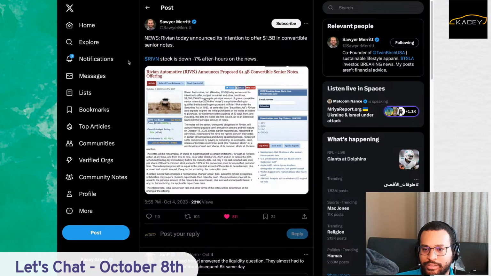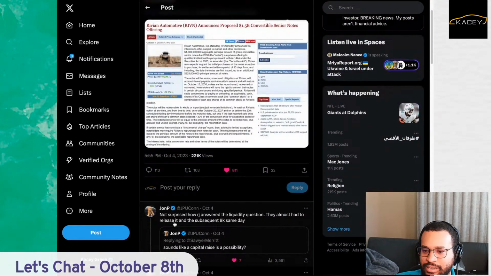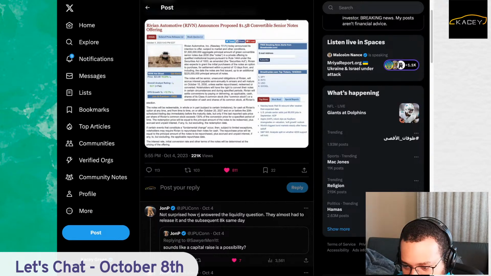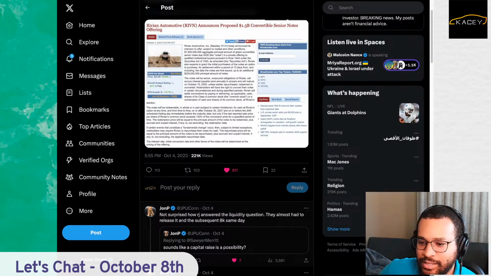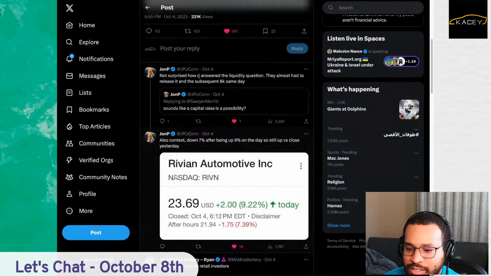After they announced the solid delivery numbers, Rivian decided they were going to announce a $1.5 billion convertible senior notes sale offering. I don't know the terminology at the moment. And the Rivian stock is down 7% after hours on the news. John P. was not surprised how RJ answered the liquidity question. They almost had to release it in a subsequent 8-K the same day. Sounds like a capital raise possibility? Also context, down 7% after being up 9% on the day, so still up versus close yesterday. Okay.